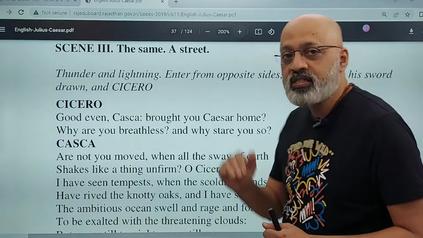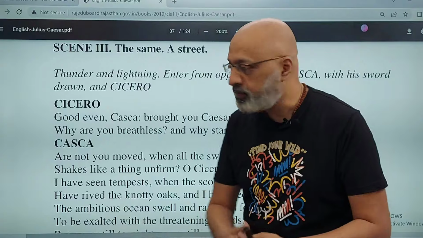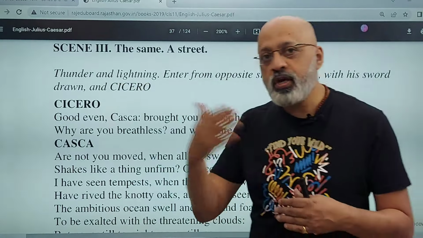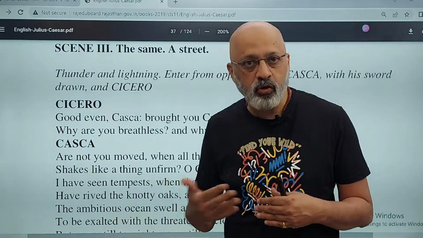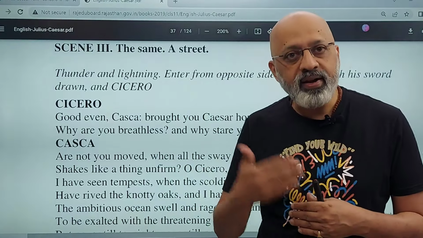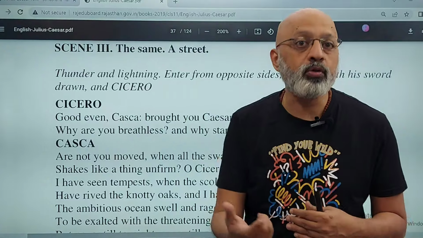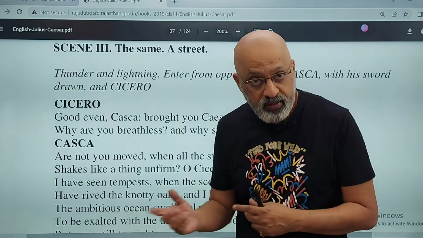So scene 3, this is taking place on a street in Rome. It's accompanied by thunder and lightning, and if you see many plays of Shakespeare, thunder and lightning is always associated with something negative which is about to happen. You would see this in Macbeth.